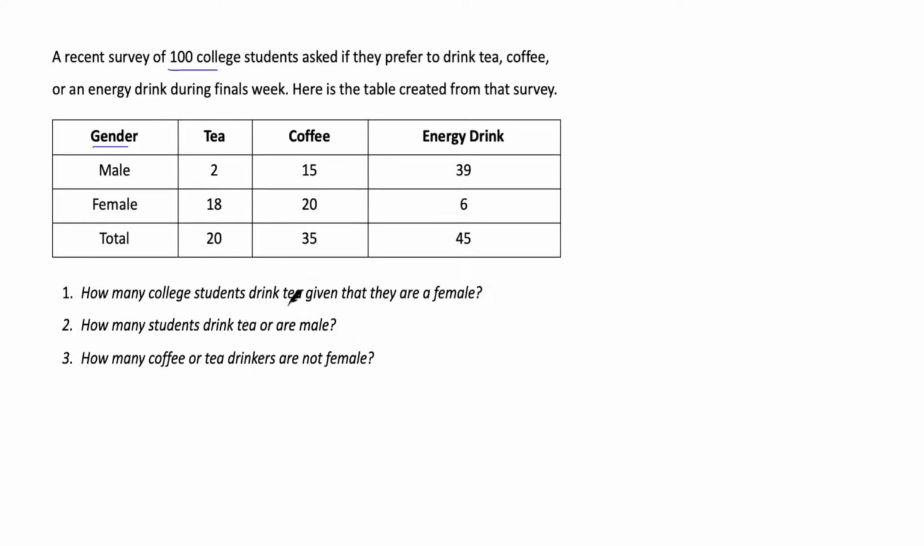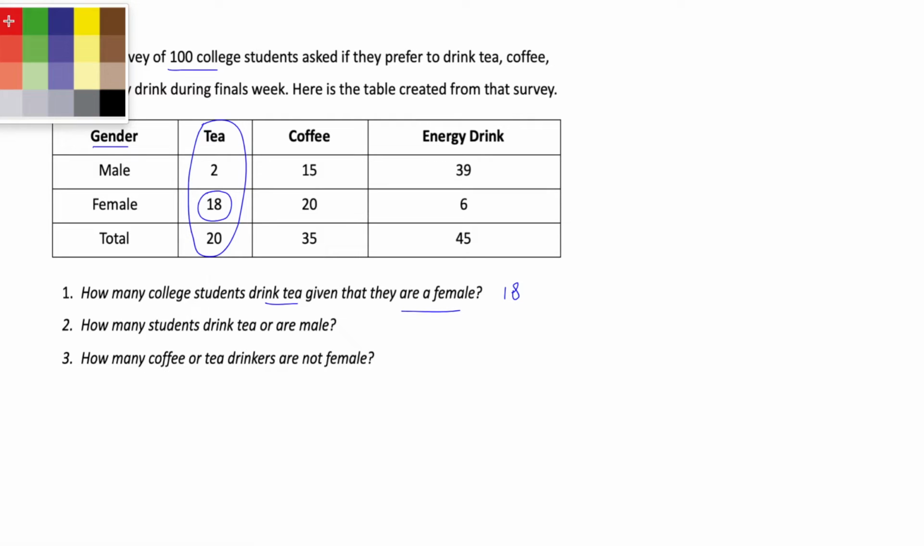How many college students drink tea given that they are female? Now we've got two conditions. So what I do is highlight the row or the column that's asked in the question. How many college students drink tea? So we are looking at this column. Given that they're female, 18 of the students drink tea and are female. That's our answer. Very simple. Let's have a look at the second question. Let me use a different color for that.